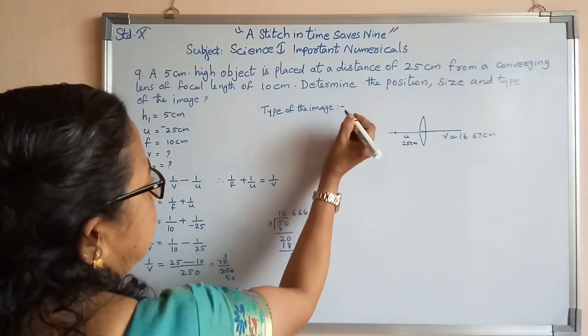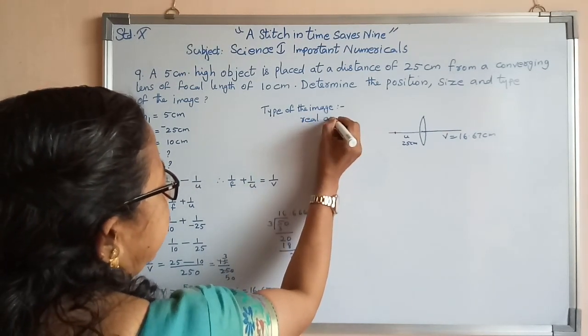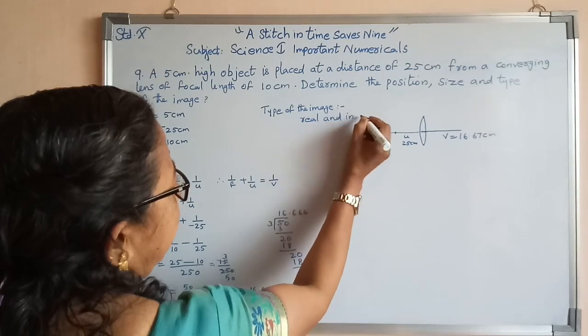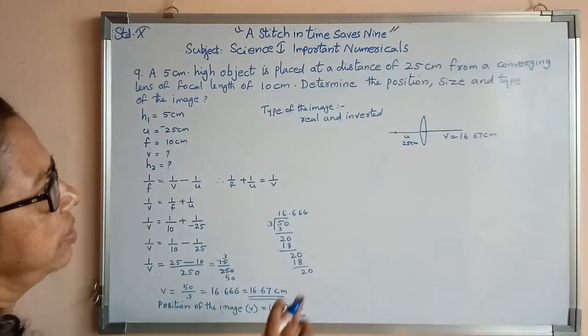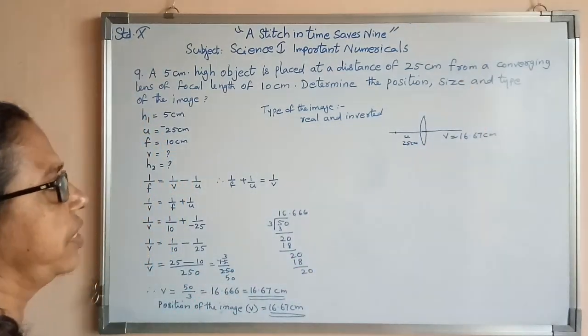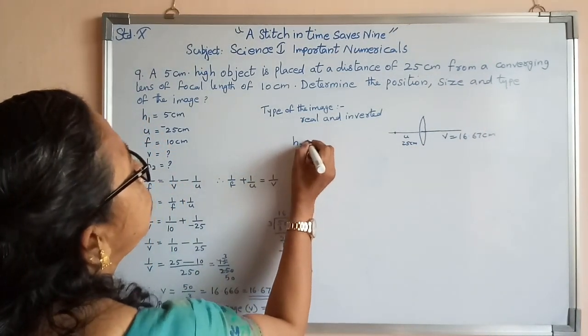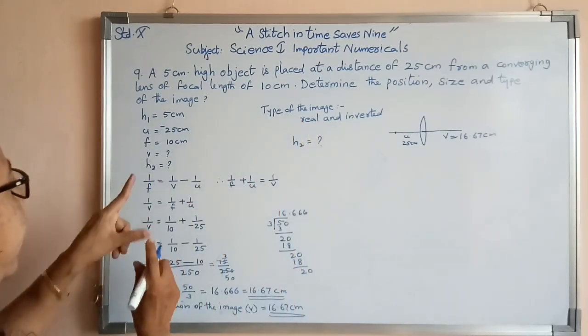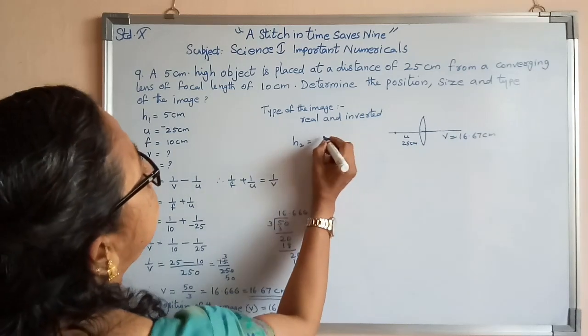Then we can write real and inverted. Now one question that we have to solve is the size of the image, that is H2. We need to find that out, which I have already written here. So we can write now H2 is equal to.